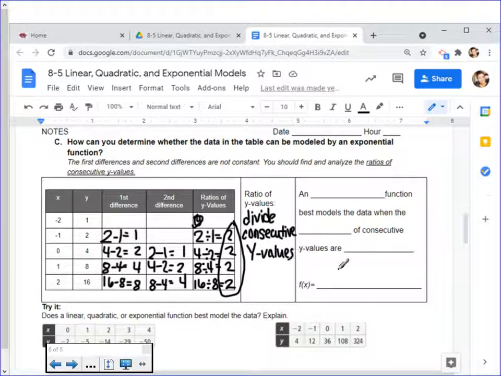Obviously, if you figure out that it's linear, do you have to keep going? No, if you know it's linear, it's not going to be quadratic or exponential. But if you figure out it's not linear, then you try quadratic, and then if it's not that, then you would try exponential. So the last one that we are doing is exponential.